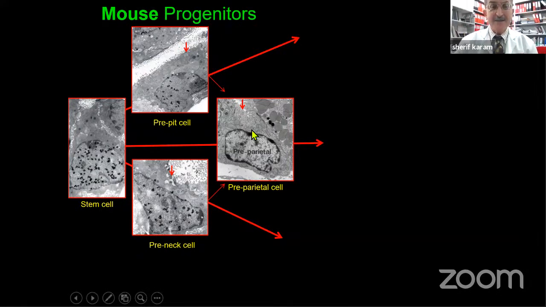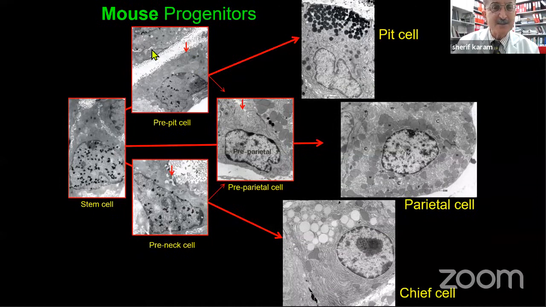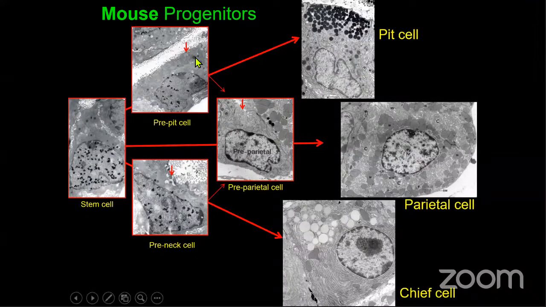Now, if you look at the progeny of these progenitors, when they differentiate, they give rise to these PET cells or surface mucus cells, which have granules.